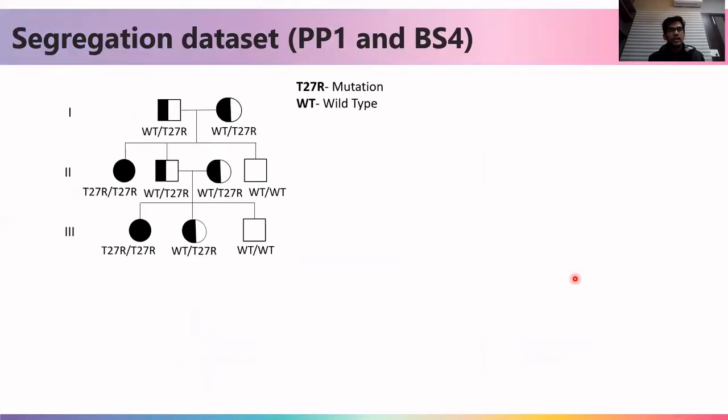Next, we'll go through the segregation data set. For the segregation data set, you will provide for the variant two attributes, ACMG attributes: one is PP1 and the other is BS4, that is, benign strong 4. Suppose there are two alleles: one mutation, T27R, and one wild type.